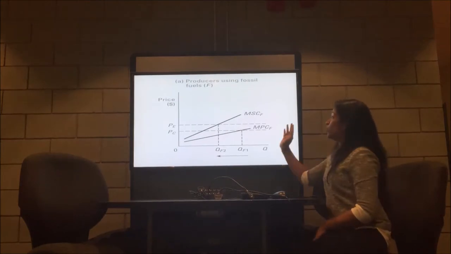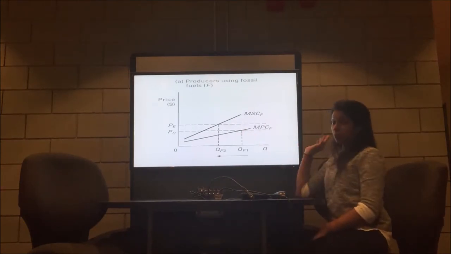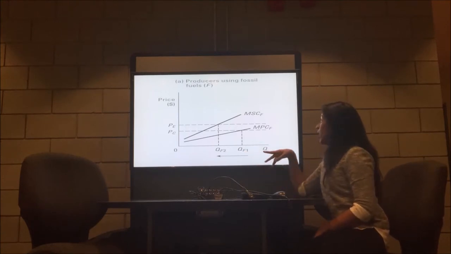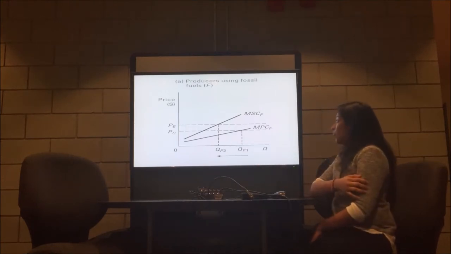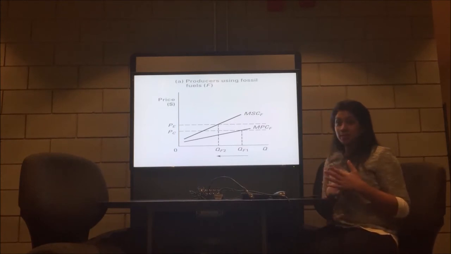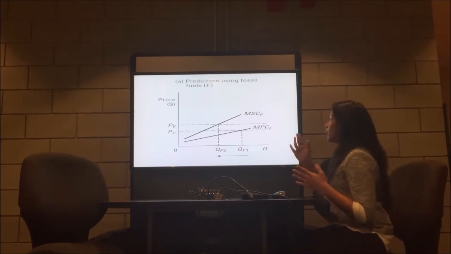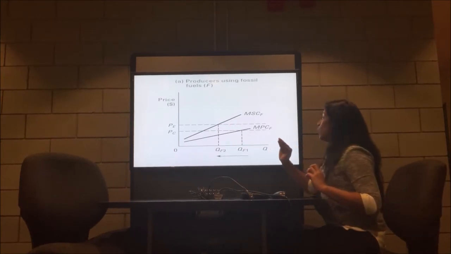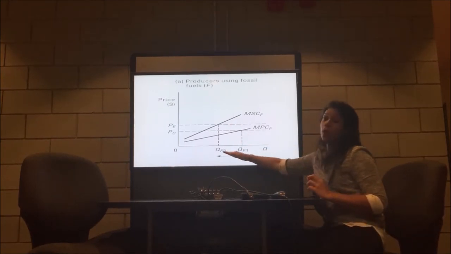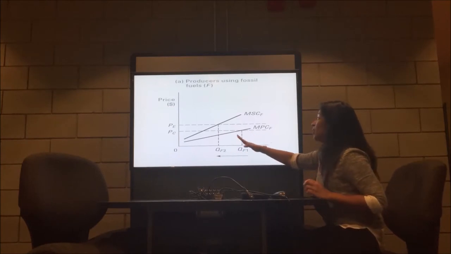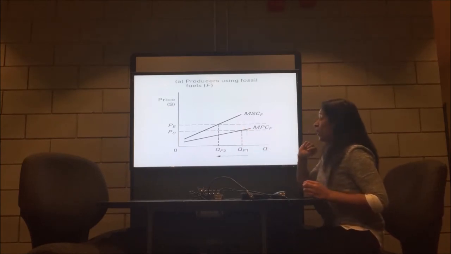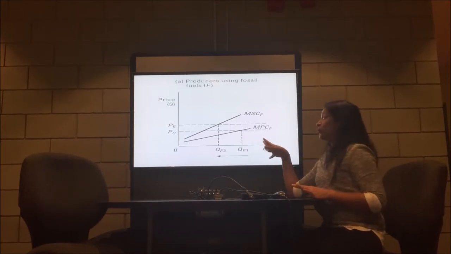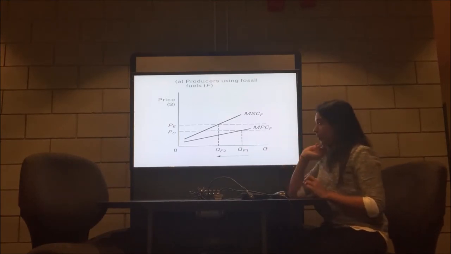Basically, producers produce at the competitive equilibrium, which is QF1, quantity F1, and at price PC. But to cater for the negative externalities, the curve shifts to the marginal social cost, which makes quantity decrease to quantity F2 and price increase to price PE. And now producers are producing at the efficient equilibrium.